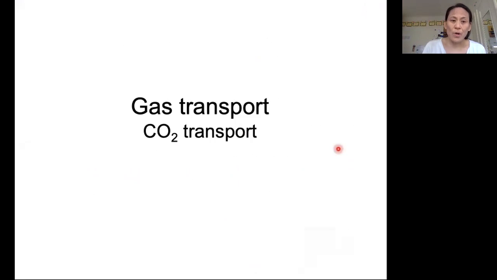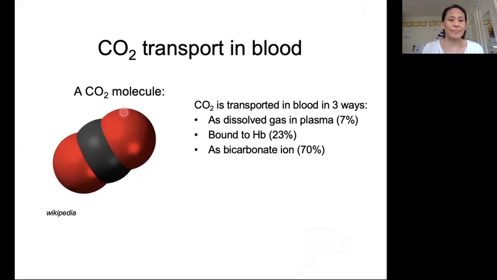In this video, we're going to talk about carbon dioxide transport. We've been talking about how gases get carried in the blood. We just finished talking about oxygen and how it is transported in the blood. Now we're going to move on and talk about carbon dioxide and how it is transported in the blood.